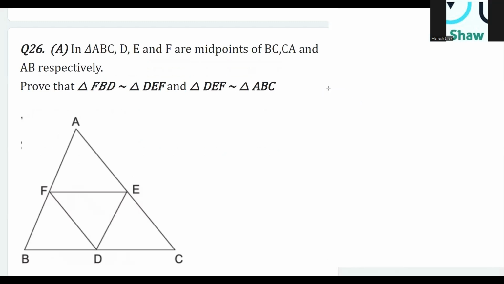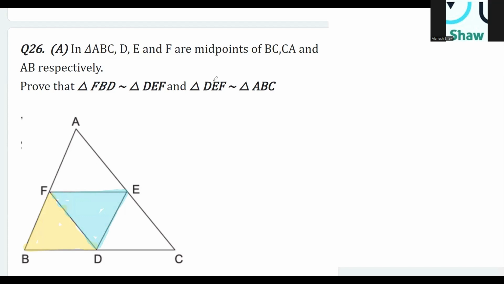Let's check here what we need to prove. The question says that there is a triangle ABC where D is the midpoint of BC, E is the midpoint of AC, and F is the midpoint of AB. In the first part, we need to prove that triangle FBD is similar to another triangle. And what is that? The other one is DEF.